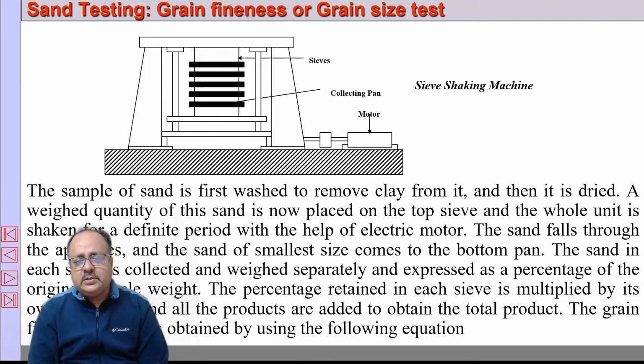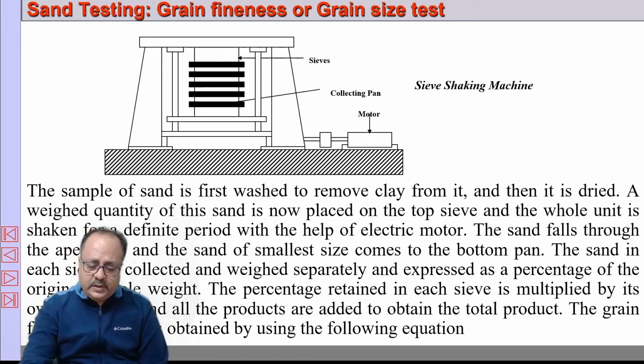Sand has to be washed to remove any kind of clay, and it is dried, and then we weigh the amount of sand that we want to test. We weigh it and then pour it, place it on the top sieve, and the entire unit is shaken or vibrated for a definite period of time, and the sands fall through, and the sands will be segregated based on the size. So the finest sand will be collected at the bottom pan, and the coarser sand will be collected on the pans on the top side.